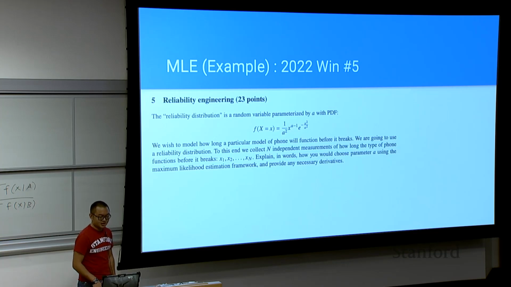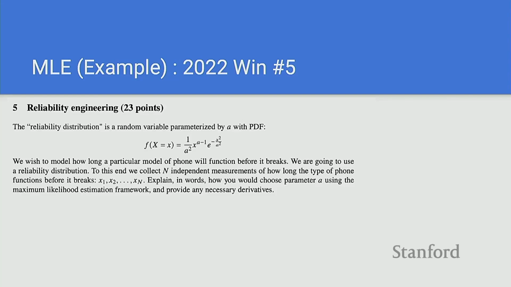The first one is an MLE example. It's about how to do reliability engineering. Here's a problem where they say, okay, we have a random variable characterized by A with some PDF, this, and we wish to know how long a particular model of a phone will function before it breaks. That's what this PDF is here. We are going to use a reliability distribution. To this end, we collect n independent measurements of how long the type of phone functions before it breaks, x1 through xn. Explain in words how you would choose parameter A using the MLE framework and provide any necessary derivatives.